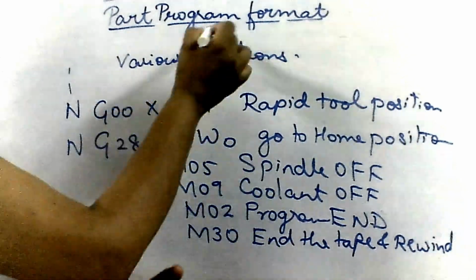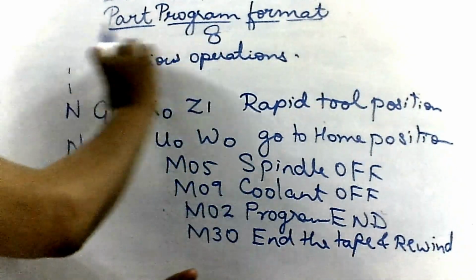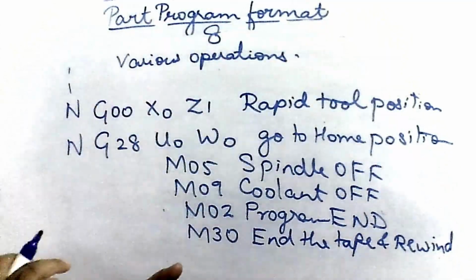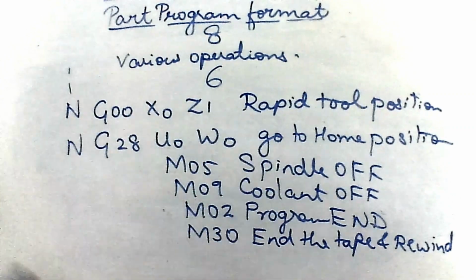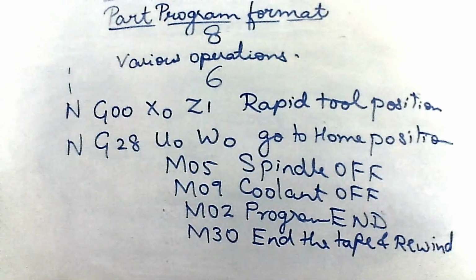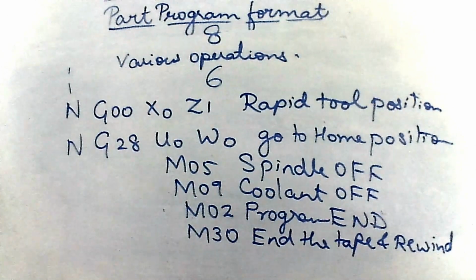So at the beginning there are 8 parameters common to all CNC turning programs. Then the various operations depending upon the program. And at the last you have these 6 parameters which would be common to all CNC programs. In our next video we would be seeing a CNC program on facing.